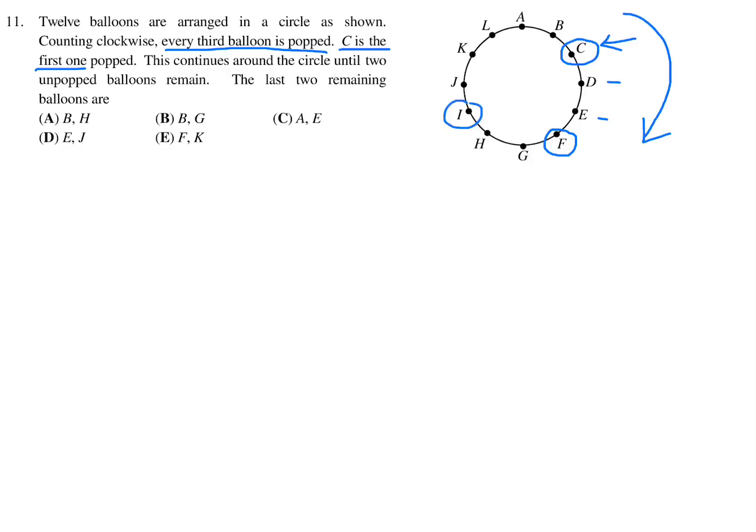1, 2, 3. I would be next. 1, 2, 3. L would be next. Now, A, B, but be careful because C's already popped. So the next one in line would be D. And then continuing in the same fashion, E, G, H is the next one to be popped. Then J, K, A. Then B, E, G. And then J, K, B. And then finally E, J, K. And when the process is complete and you have only 2 left, the only ones left are E and J. So therefore the answer is D.